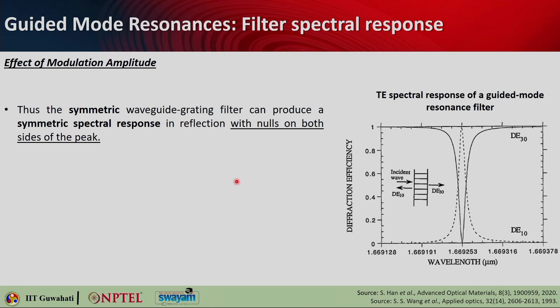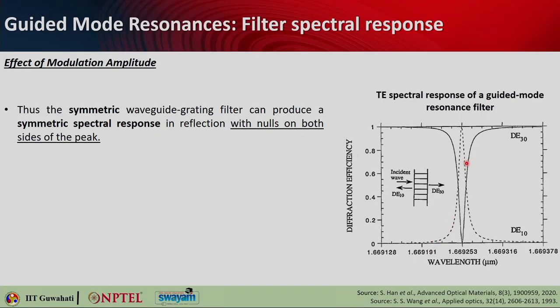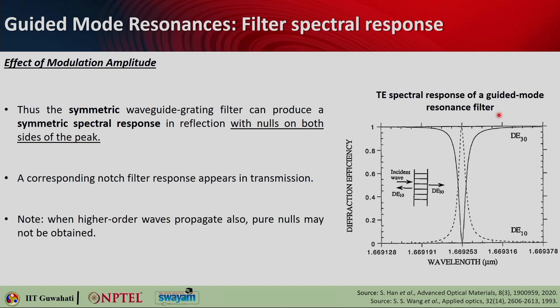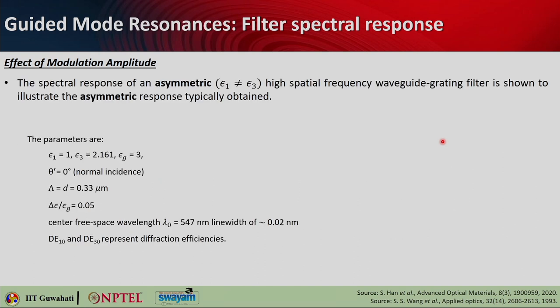And what is the good thing about this kind of symmetric waveguide grating filter? They produce a very symmetric spectral response. You have zero nulls on both sides of the peak, and that is a perfectly symmetrical filter, which is usually not the case with any other resonant structure. And if you see the transmission, you get a very beautiful notch filter. If you allow the higher order waves to propagate, you will see that pure nulls may not be obtained. So one of these legs will be asymmetrical, and it will be different.